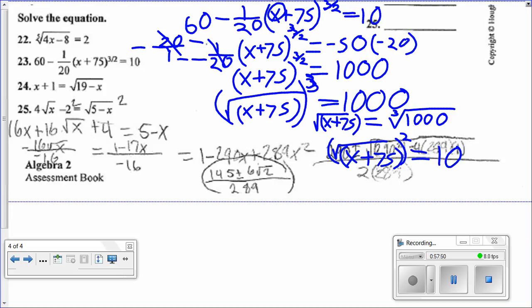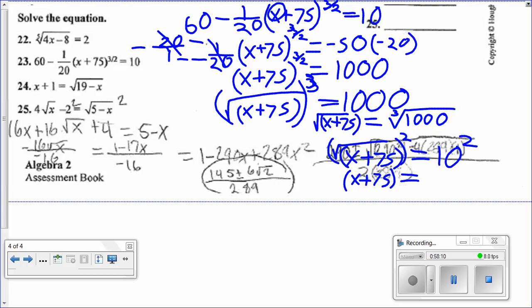Then that takes away the square root. The square root of 16 is 4. If you square 4, you get 16. So that's what allows us to do that, right? That type of dynamic. So that's going to just leave us with x plus 75.